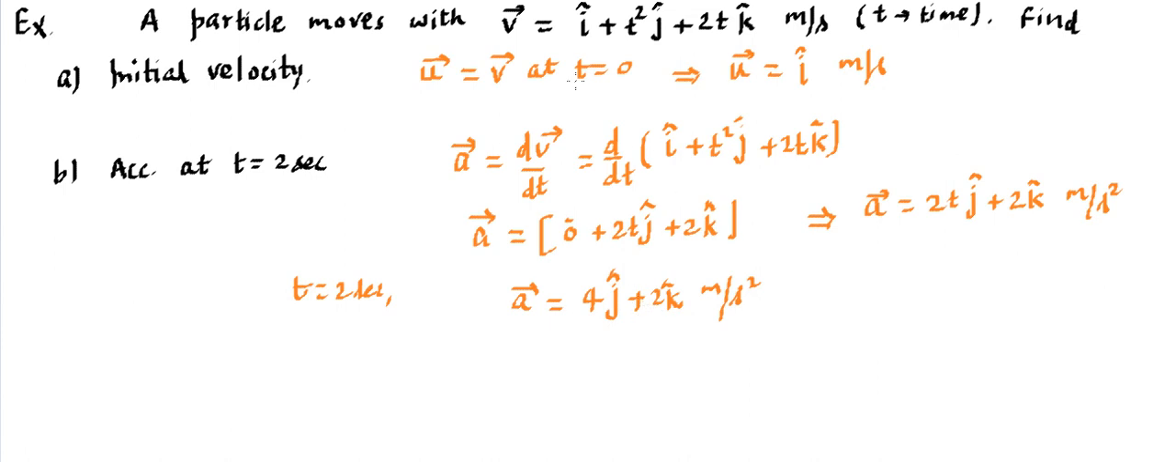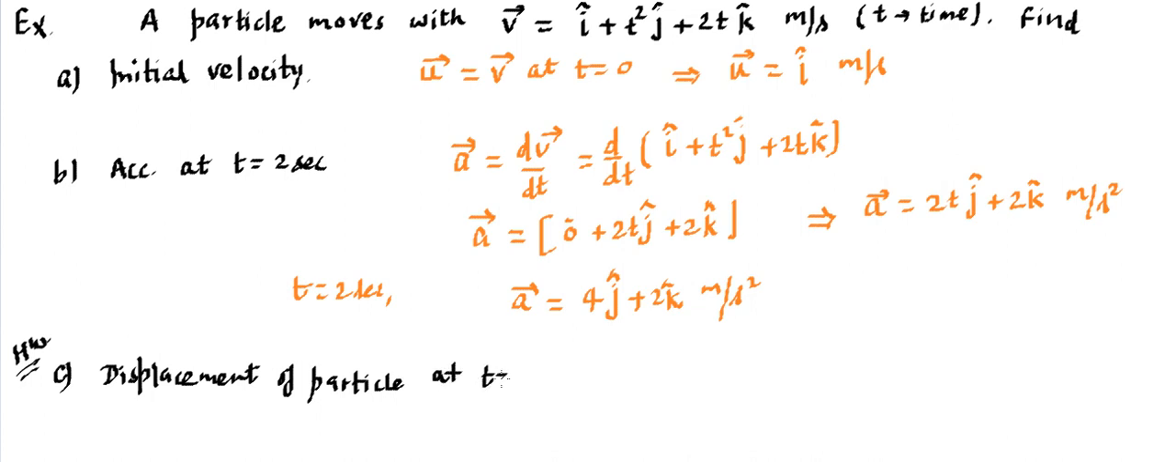So from velocity we are able to find what the acceleration is. And the C part, I am going to give you as homework. You also need to try and find the answer of the C part. It says find the displacement of the particle at t equal to 3 seconds.